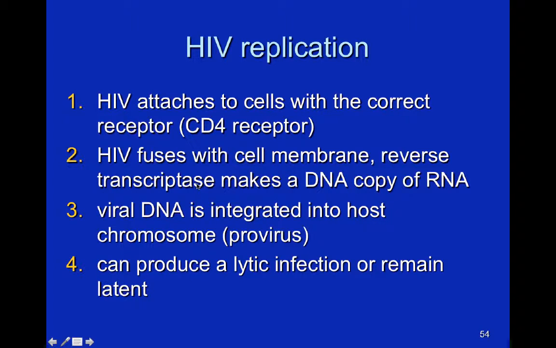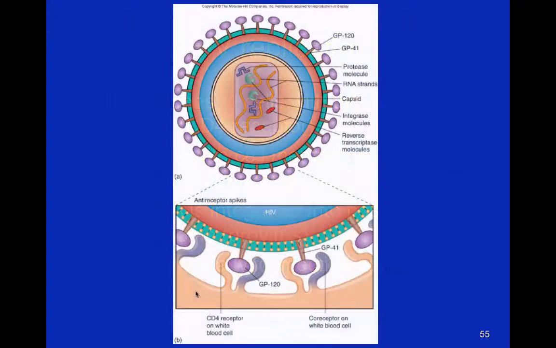Following this fusion, reverse transcriptase, one of the enzymes that it carries with it in its genome, will take the RNA and convert it to DNA. That DNA then gets integrated into the host chromosome, and we can then call that cell a provirus or a memory cell. It can produce a lytic infection or remain latent. So there are 2 cycles that it can take.